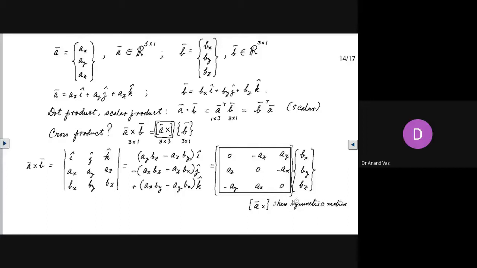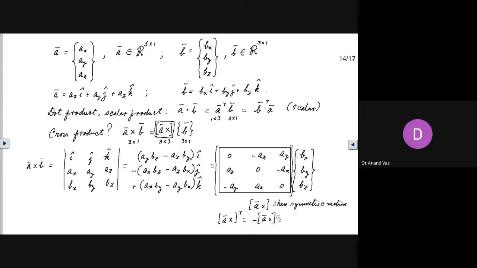And you can see that if you take the transpose of this matrix, this row will become a column here, this row will become a column, and you will get the negative of this. So you will see that if you take A cross transpose, it is equal to the negative of A cross. Okay, this is the property of skew symmetric matrices.